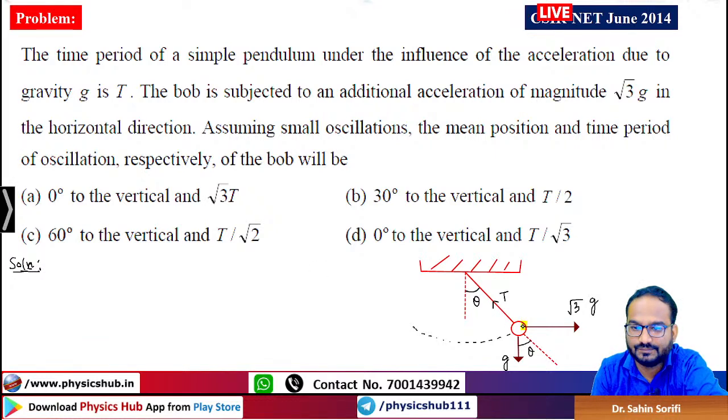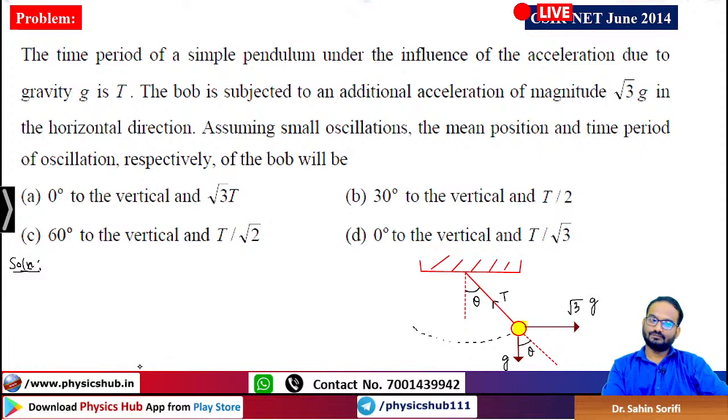Understood the question, guys? Look, if g acts here, and let's say this is the tension T, so if g is this, the effective g will be somewhat along this direction. So that is g prime. If a vector has two components, one is g, another one is √3g, what can you write?